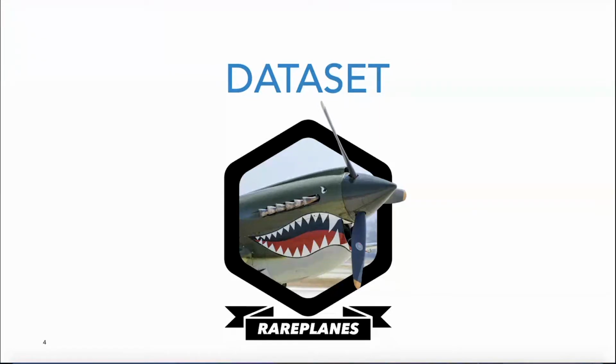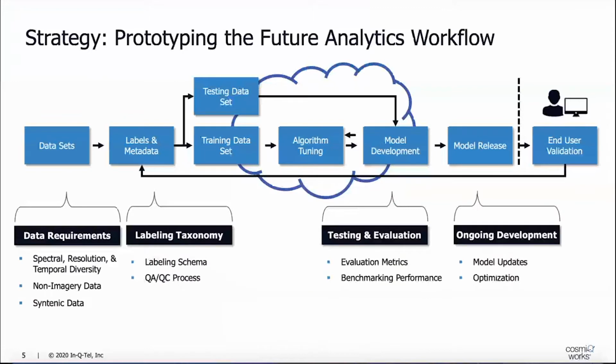And so here we have a traditional machine learning workflow from left to right. The RarePlanes dataset touches on a few parts of these very specifically, mostly the data requirements aspect, label and taxonomy, as well as what this tutorial addresses, which is the testing and evaluation piece, as well as the ongoing development of the dataset itself. And today we're going to be looking at that last piece in depth and trying to see if we can identify sub-attributes of aircraft.